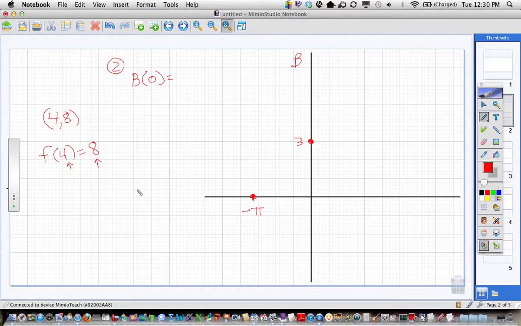And so when they tell me that the y-intercept is 3, what they're really telling me is the point (0, 3). Or in function notation, they're telling me that b of 0 equals 3, right? So when they told me that I had a y-intercept, they were telling me that. And then they ask you what's b of negative pi, and again, when they give me an x-intercept, they're really telling me the point at negative pi. And that's the same way of saying b of negative pi equals 0, okay?